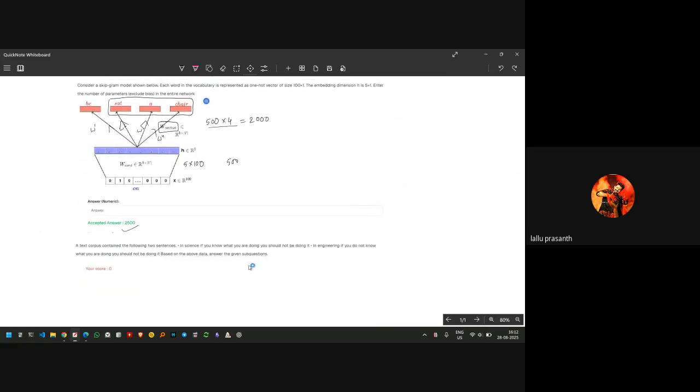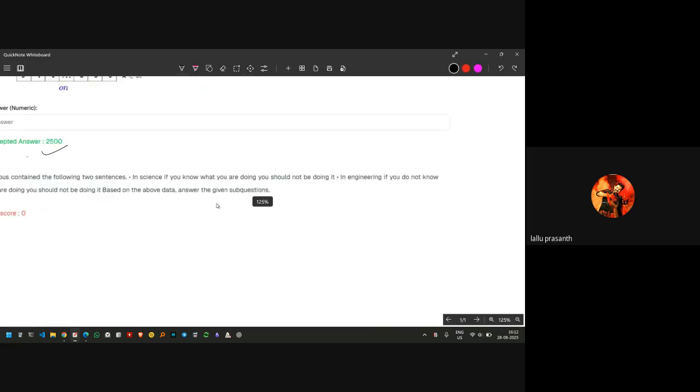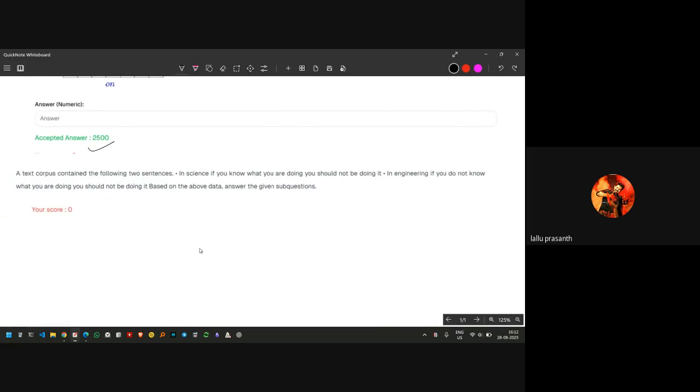A text corpus contained the following two sentences. In science, if you know what you are doing, you should not be doing it. In engineering, if you do not know what you are doing, you should not be doing it. Based on the above data, answer the given sub-questions.